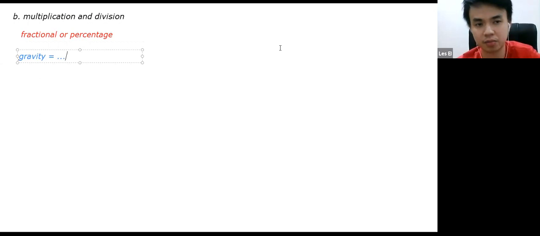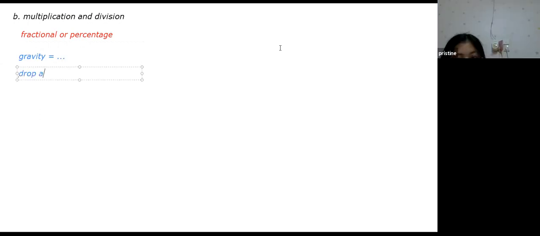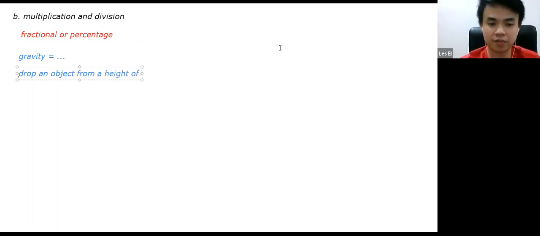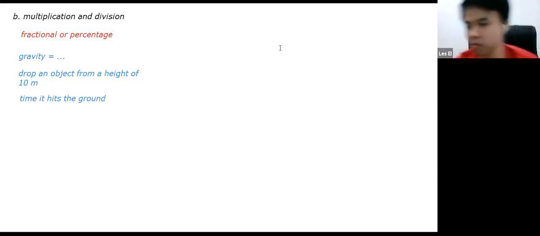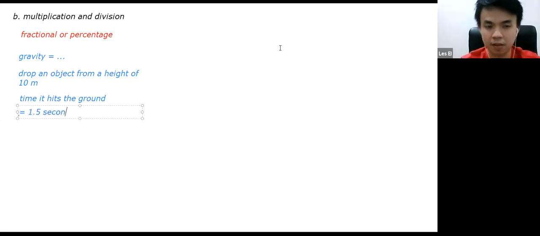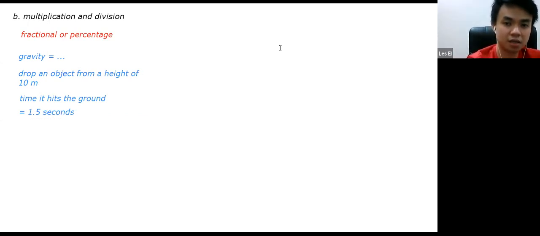And then I will set up an experiment where I drop an object from a height of, for instance, 10 meters. And I observe the time it takes to hit the ground. What is the time taken for it to hit the ground, for instance? So let's say the time you get is around 1.5 seconds. Now this one is your raw data, okay? But once you type it in your report, you have to make it good and ready.